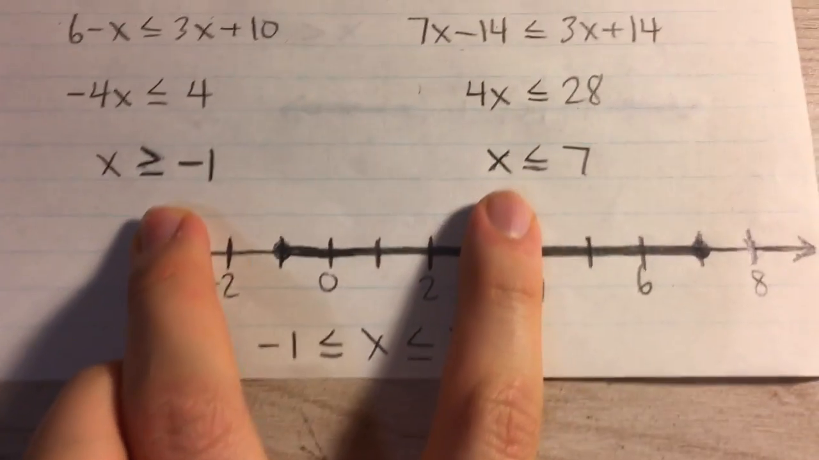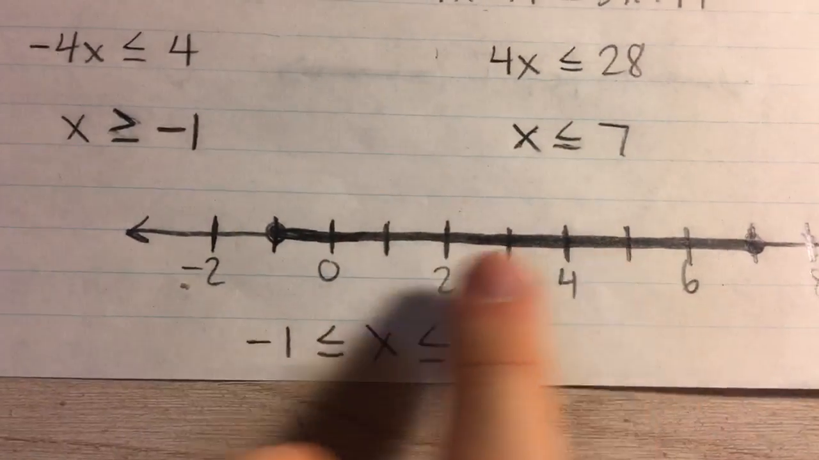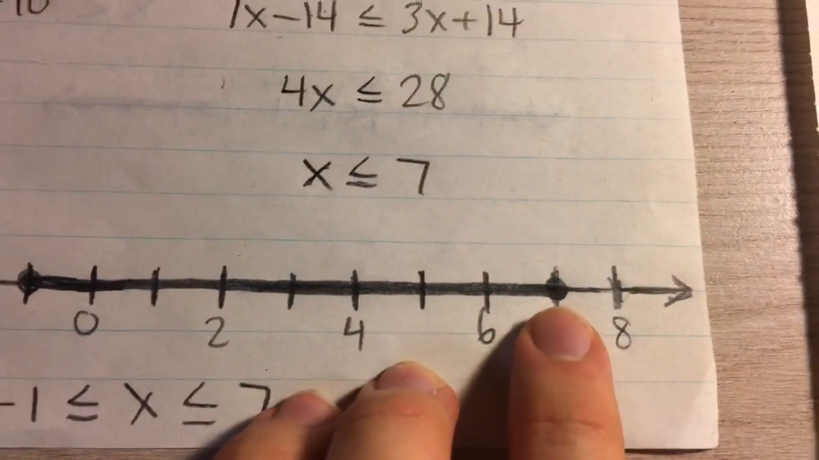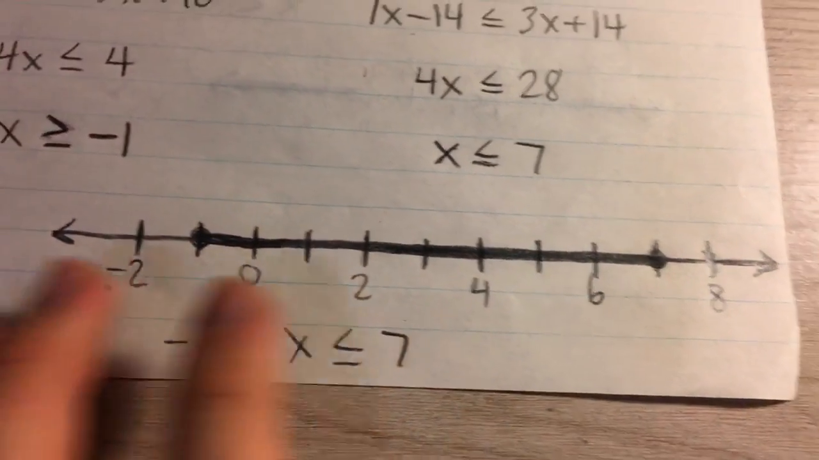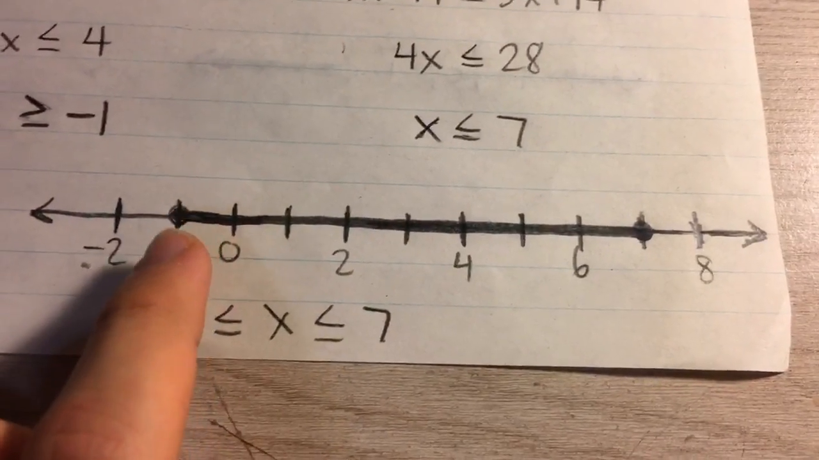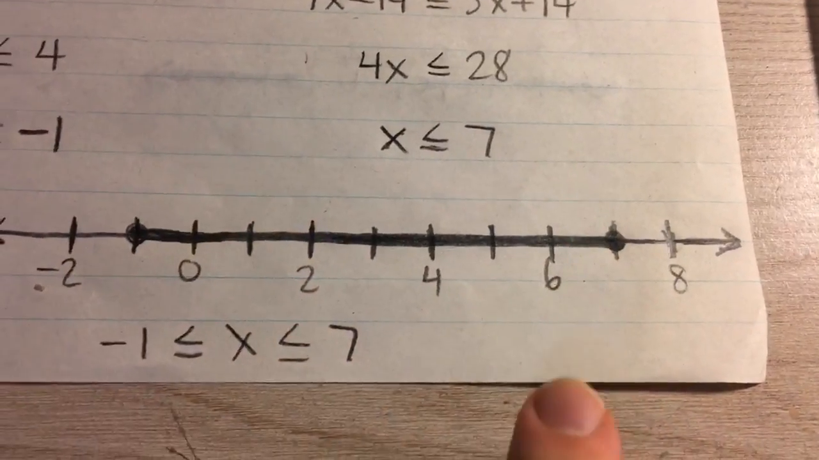And so now I have these two conditions here. x has to be greater than or equal to negative 1, that's the right, and less than or equal to 7. And so if we graph this on a number line, you can see that the solution is any number between negative 1 and 7, including negative 1 and 7.